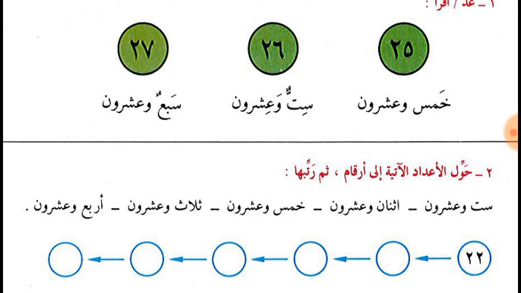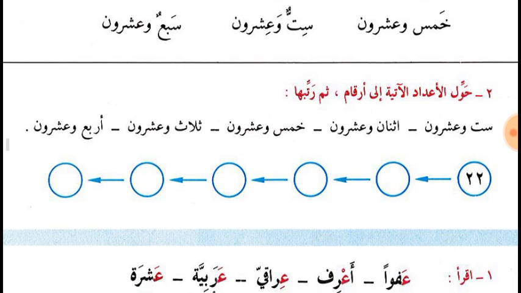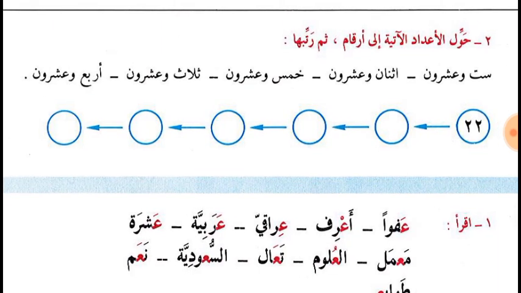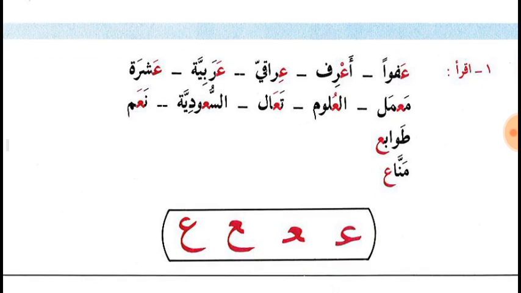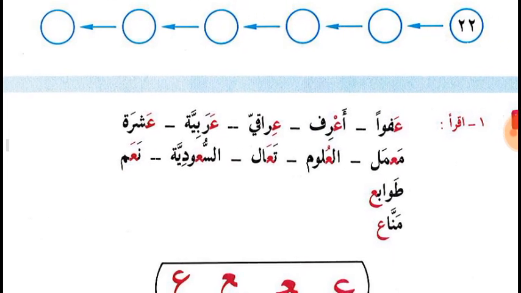Okay. Now Asya, arrange these numbers in these circles. Okay, sir. The first one is 22. Yes, 22. What is the Arabic of 22? Ithnan wa ishrun. Okay. 23, thalatha wa ishrun. 24, arba'a wa ishrun. 25, khamsa wa ishrun. 26, sitta wa ishrun. Okay, correct. Then we have iqra'.